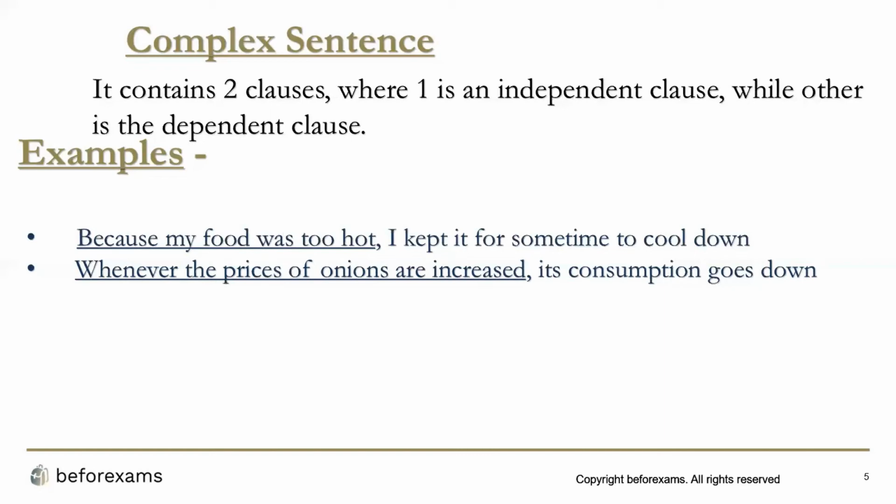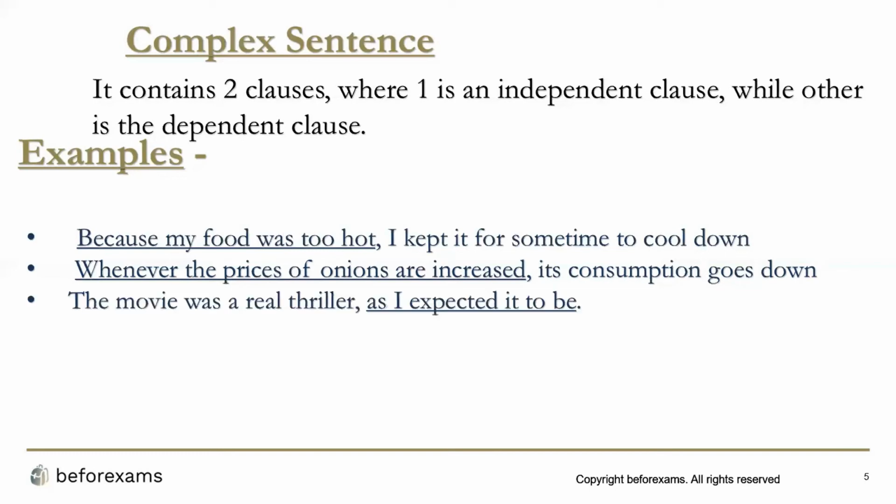So that is why I say that there is one dependent clause and one independent clause. The clause which is underlined here is the dependent clause. The clause which is not underlined is the independent clause here. Again, look at the next sentence. Whenever the prices of onions are increased, its consumption goes down.